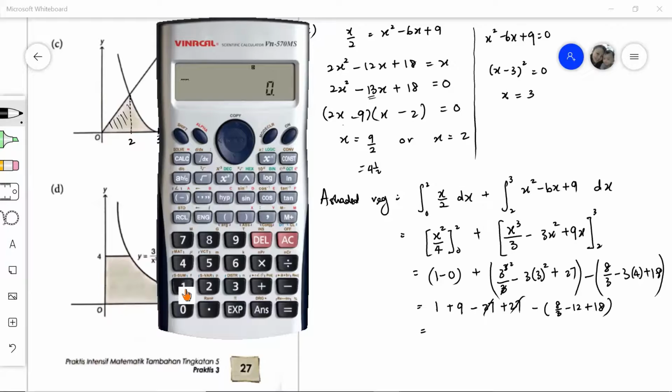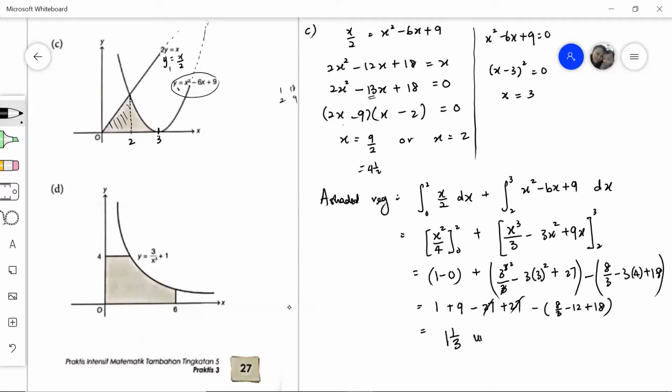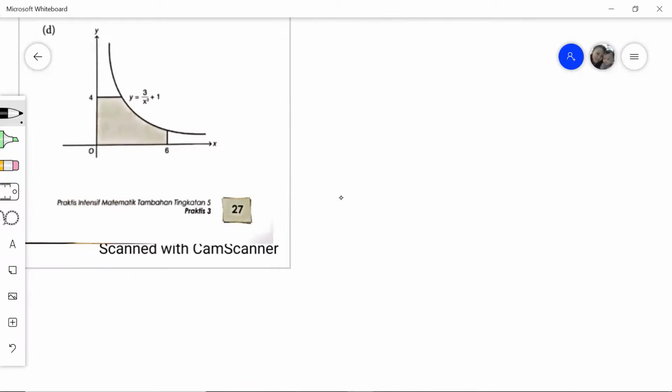So 1 plus 9 is 10. 10 minus, in the bracket, we have 8 over 3 minus 12 plus 18, and then we close the bracket. Okay, 1 and 1 over 3. So that is the answer: 1 and 1 over 3 square units. So we found the area for part C.